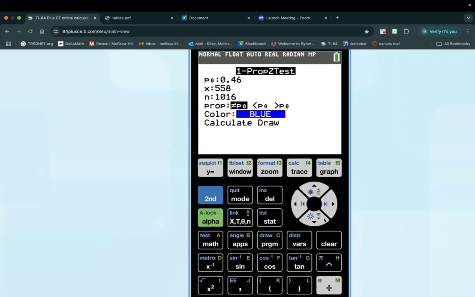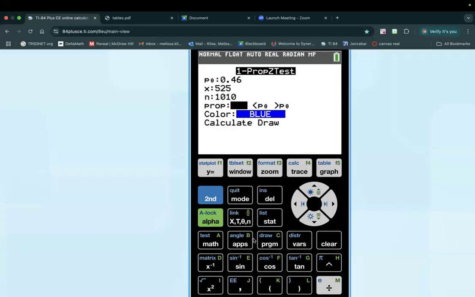Okay, is this right? No, it's not the exact numbers. I need to go back to my screen that has numbers. So we have our 0.46, that was right there. 525, so 525 people had the characteristic out of 1010.